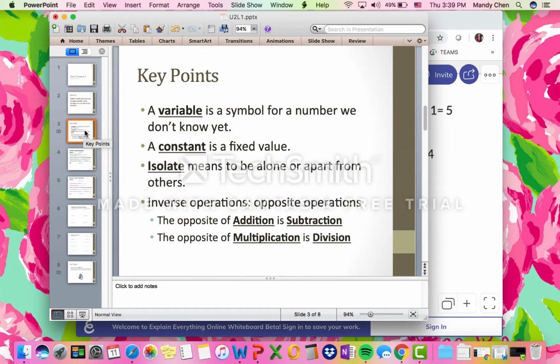Within our key points, today we'll be talking about variables, constants, and how to isolate variables. A variable is a number that we do not know, a constant is a fixed value, and to isolate something means you have to get the number alone.